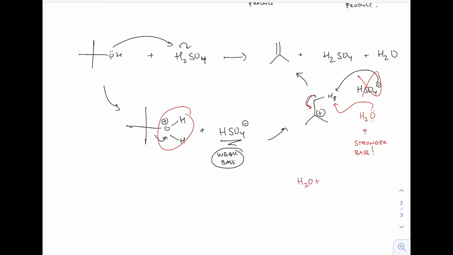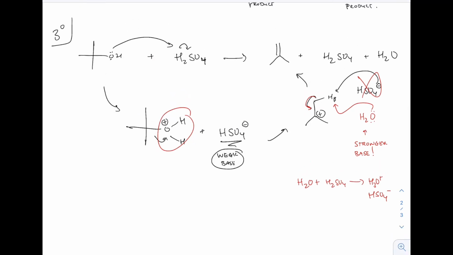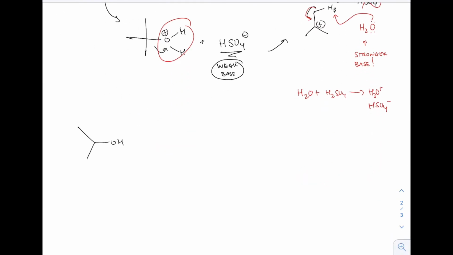And so you might see this sometimes as well, but we also have to remember that water plus strong acid forms hydronium and that conjugate base. So maybe there's water present, maybe there's not. We do have options though, as water could be that strong base that comes along, or the conjugate base of sulfuric acid could be the source of that base to come along and remove that beta proton. Either way, we've got something coming along, right?